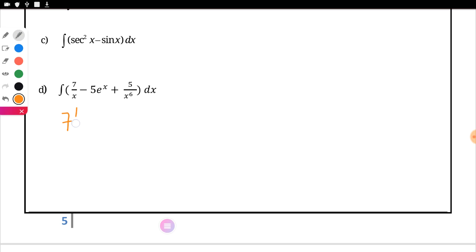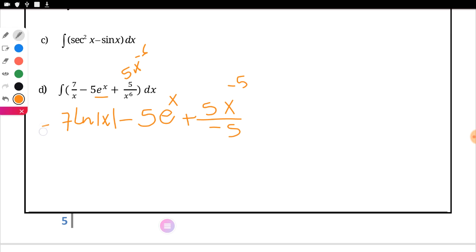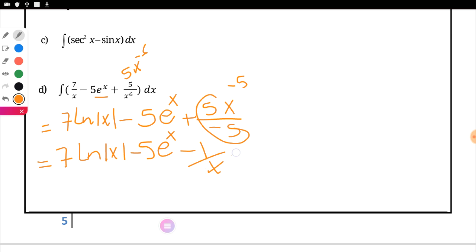It will be 7 ln absolute x minus 5, the integration of e to the power x will be e to the power x. Here it will be plus the rewriting of this function, x to the power negative 6. It will be 5 x to the power negative 5 if we add 1 over negative 5. Rewrite the function to be in the simplest form, okay? Absolute x minus 5 e to the power minus 1 x to the power negative 5, but we have to write it in the denominator to keep it in simplest form, over x to the power 5.